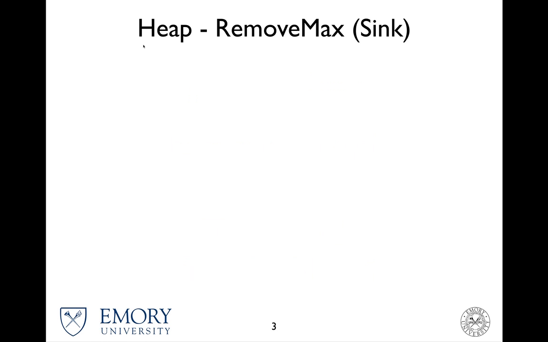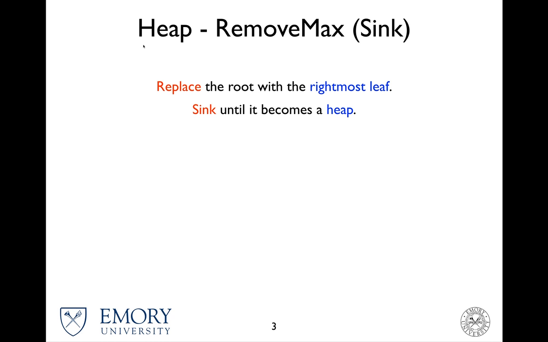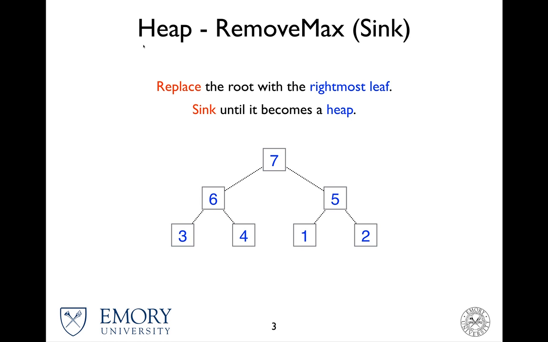Next is how the sink operation works, which is used for remove max. The base rule is to replace the root node with the rightmost leaf and sink until it becomes a heap. This is the heap we built on the previous slide. The maximum value is always at the root node.